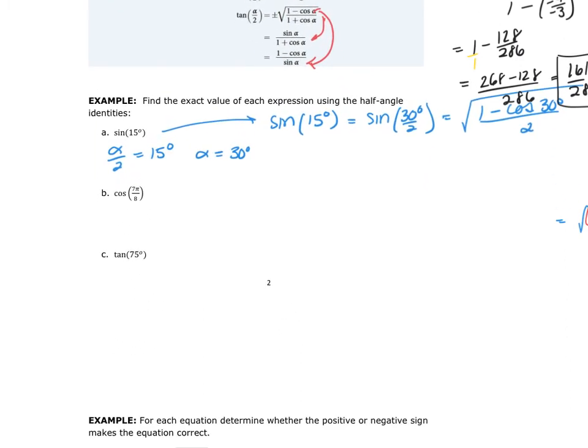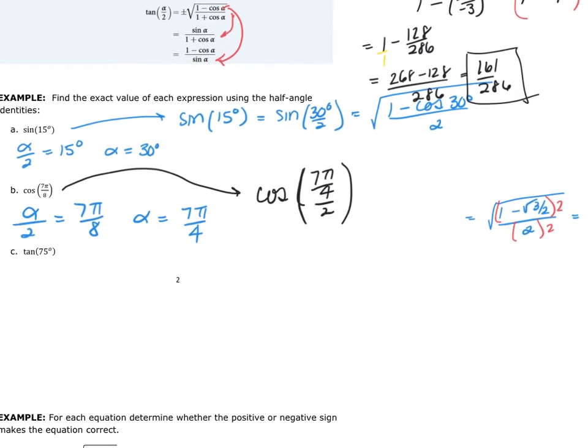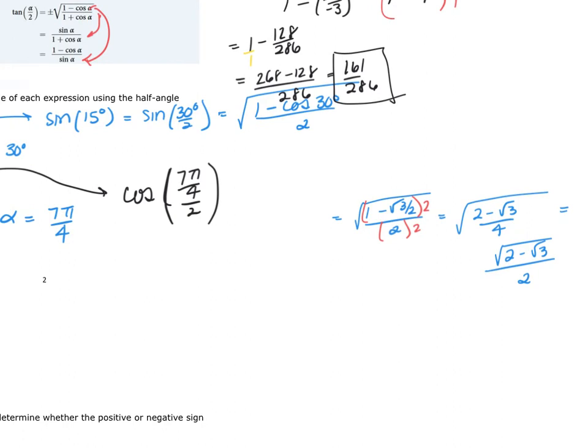I'm going to take the cosine of 7 pi over 8. So I think of myself as, how did I get from alpha over 2 to be 7 pi over 8? So in other words, I multiply both sides by 2, and the alpha I would have started out with is 7 pi over 4. And that is where I should have started. So this is going to be equal to the cosine of 7 pi over 4 divided by 2. And I ask myself, where do I start? And that's going to tell me whether or not I take the positive or the negative of that.